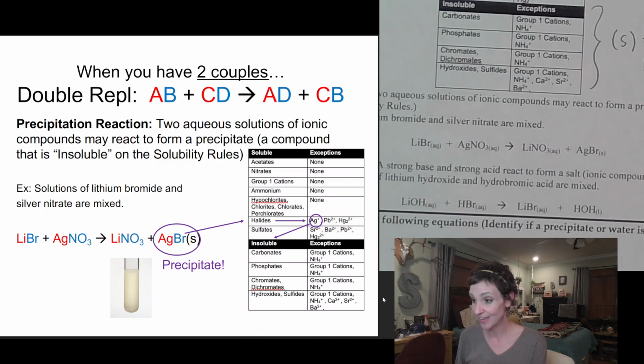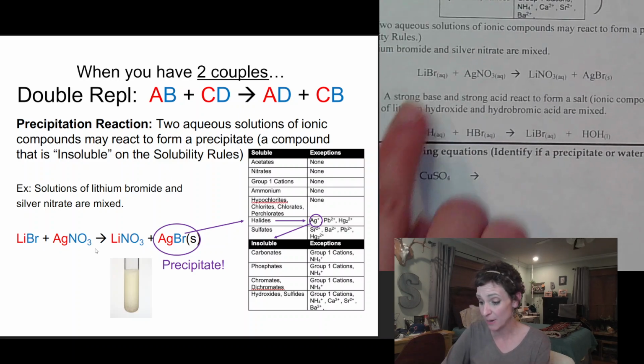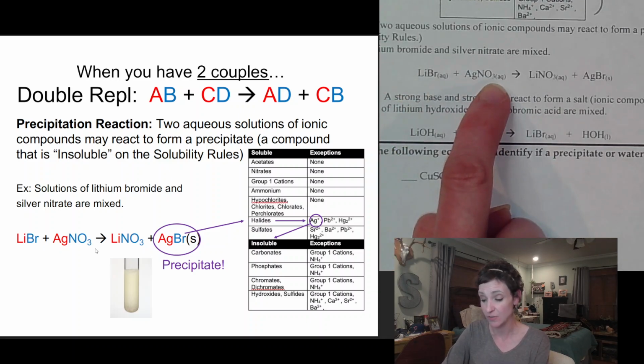Yes. Okay, so looking at these precipitation reactions, it says 2 aqueous solutions of ionic compounds react to form a precipitate, or a compound that is insoluble according to my solubility rules. So looking at this, I have lithium bromide and silver nitrate. On my specific example on my page, what I want y'all to notice is I wrote aqueous, aqueous after those two reactants.